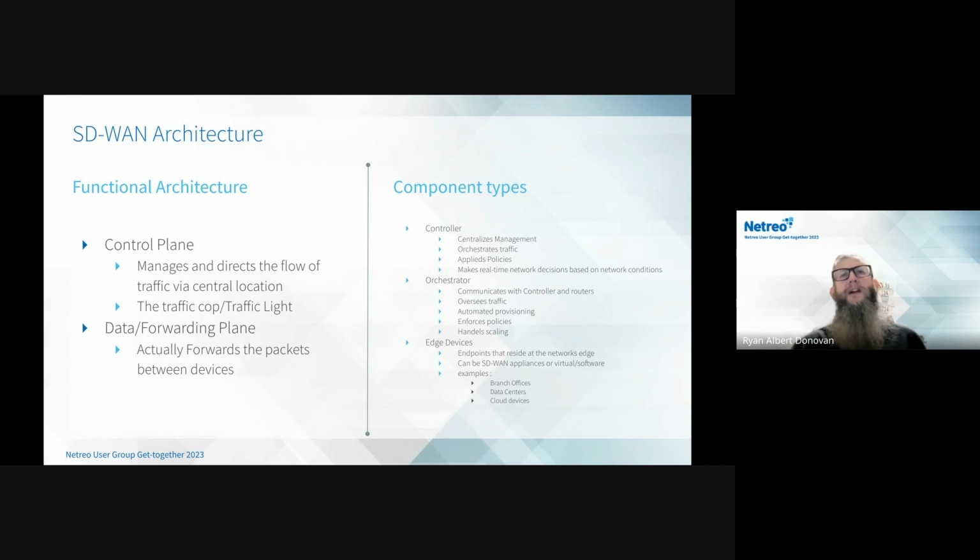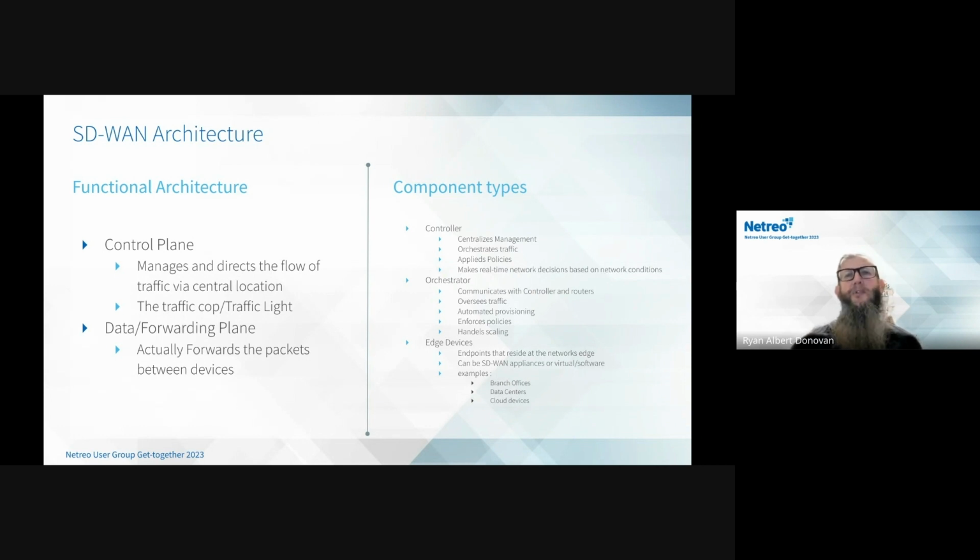SD-WAN allows enterprises to leverage any combination of transport services, including MPLS, LTE, and broadband internet services, to securely connect users to applications, giving network administrators the power to centrally manage and optimize the traffic that flows across wide area networks. Key components of SD-WAN include the centralized controller.